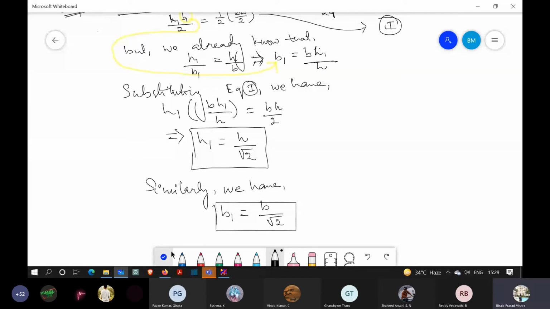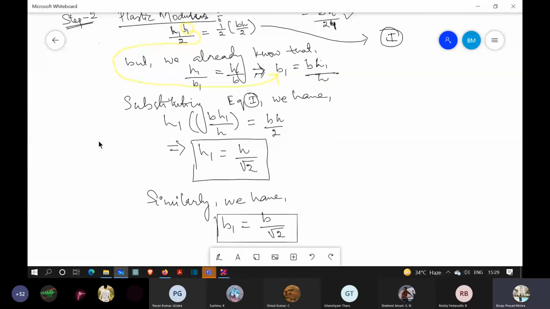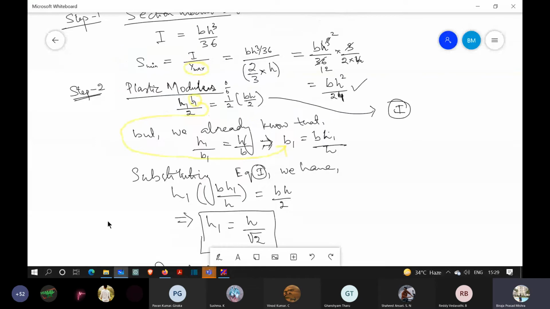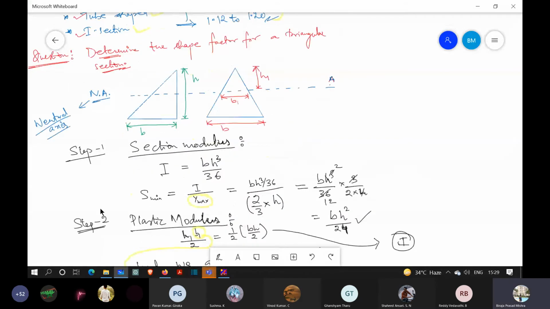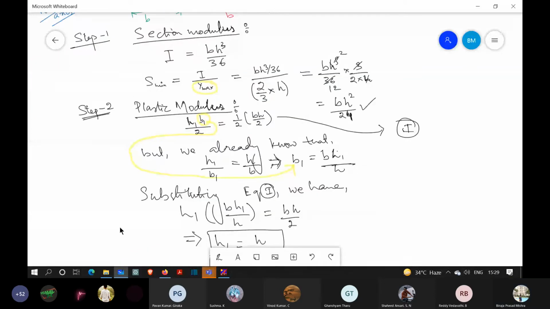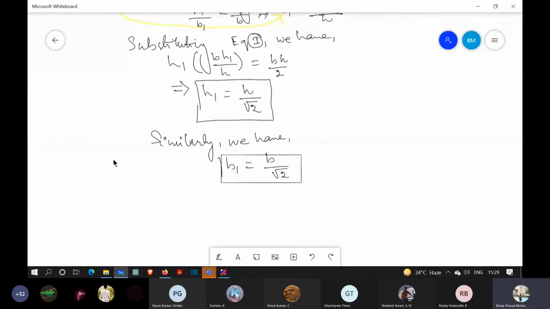Now, for both the triangles, what will be the area? What will be area A1 and A2? So can I say A1 equals A2 equals half into B into H by 2.